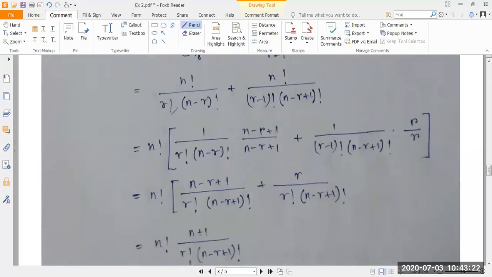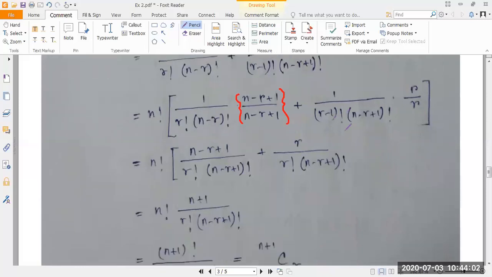Next step, I take n factorial in the numerator common, and I write the rest of the expression as 1 by r factorial into (n−r) factorial. And from this expression, I get 1 by (r−1) factorial into (n−r+1) factorial. In the same step, I make some adjustments. What I do is I multiply (n−r+1) by (n−r+1) to the fraction. So I multiply the same term to the numerator and the denominator for this fraction. And for this fraction, I multiply r on both numerator and denominator, which essentially keeps the fraction values the same.